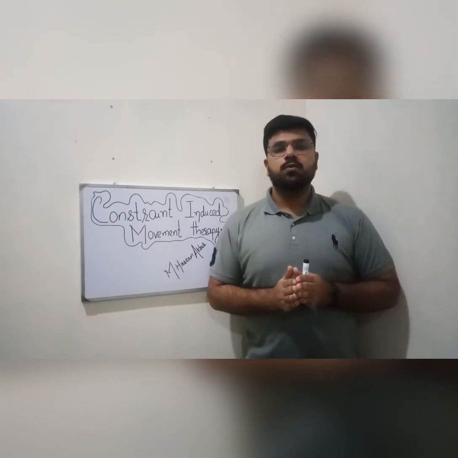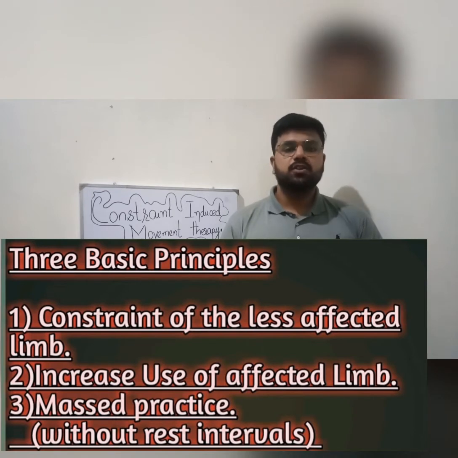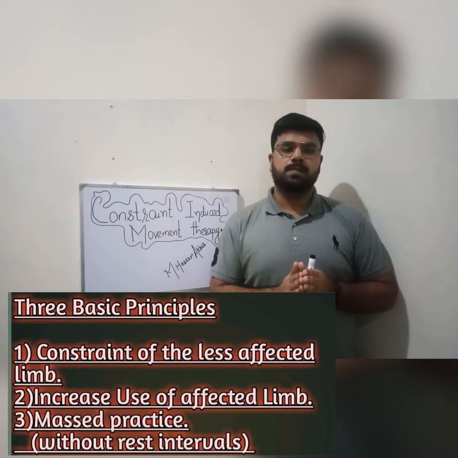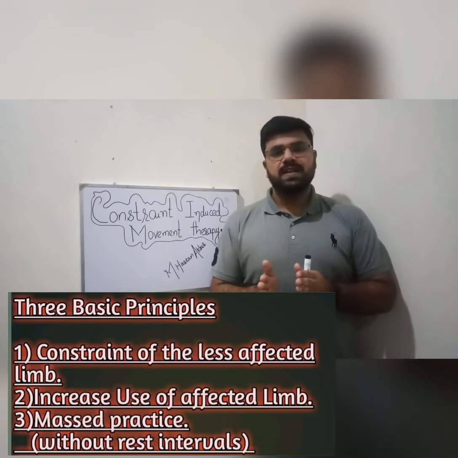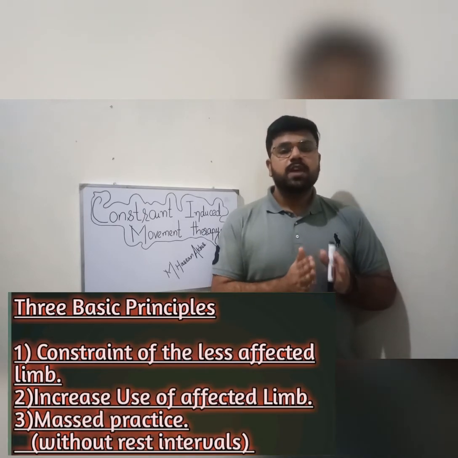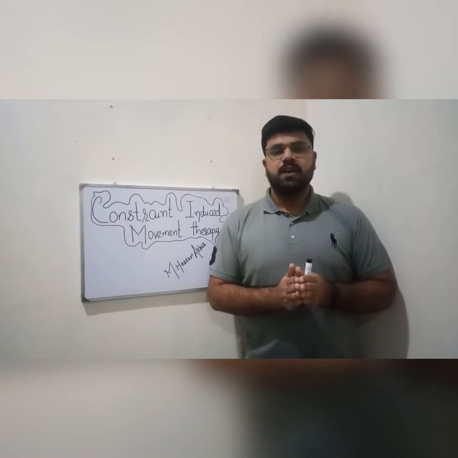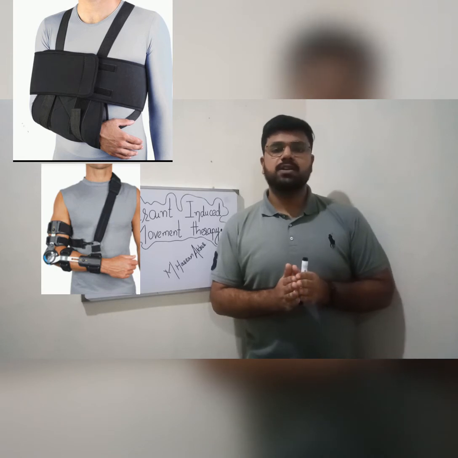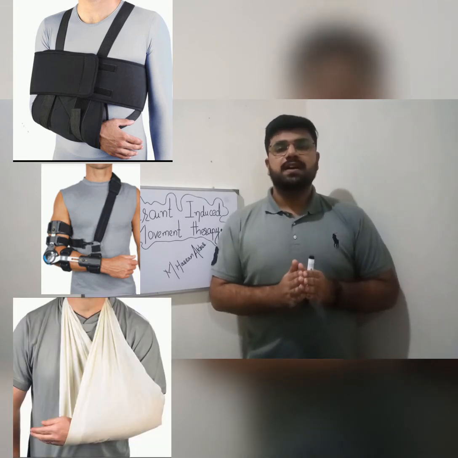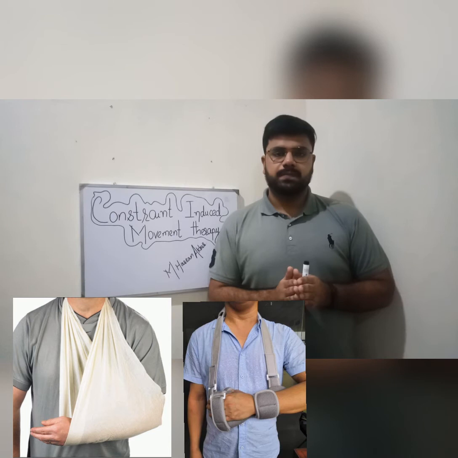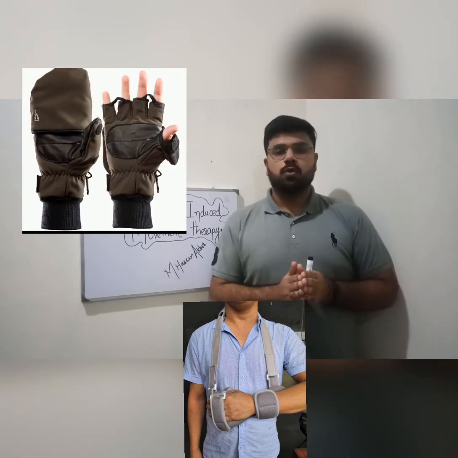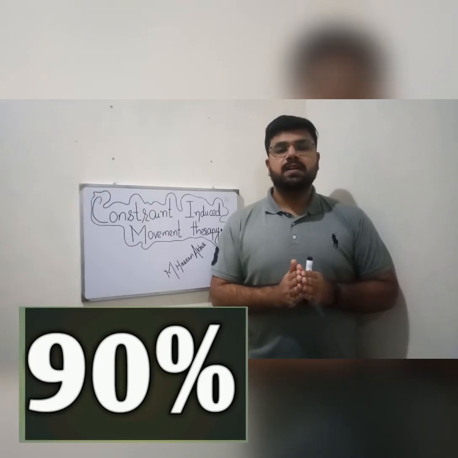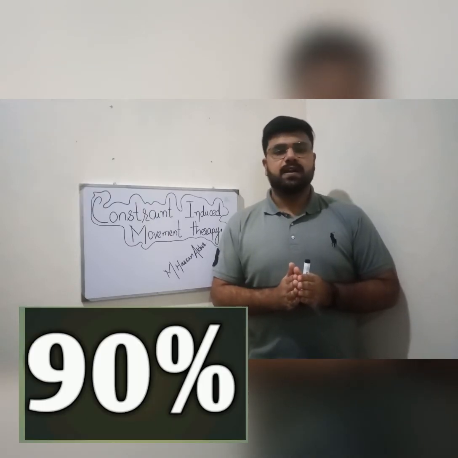If we discuss the principles of constraint-induced movement therapy, there are three basic principles. Number one is constraint of the less affected limb. It means we have to restrict the less affected limb with the help of a sling, splint, triangular bandage, sling combined with the resting hand splint and gloves. According to our recommended protocol, we have to constrain the less affected limb for approximately 90% of the waking hours.